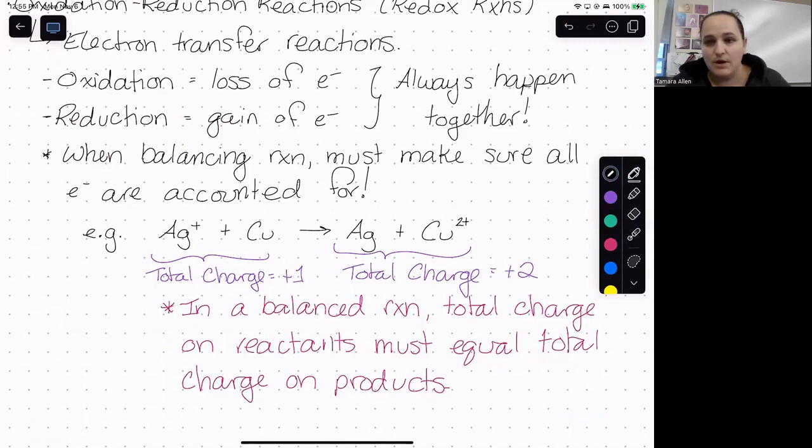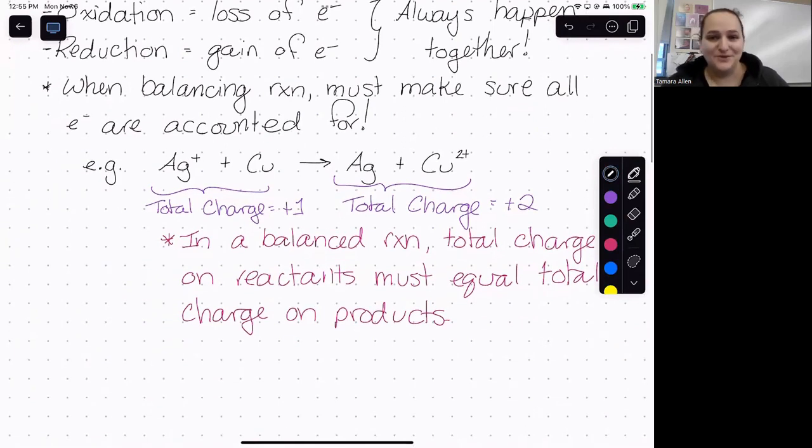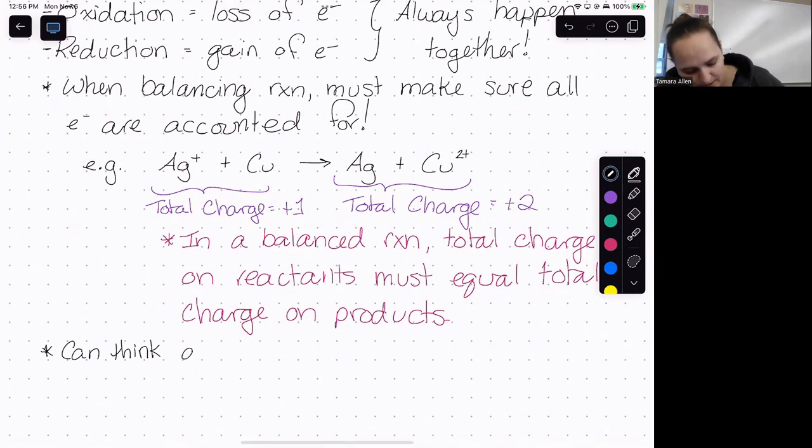For this one, you can probably look at it and see what the coefficients we need to add to balance this are going to be. But a method that is often useful for more complicated reactions is that we can think about the oxidation reaction and the reduction reaction separately. They won't actually happen separately, but we can think about them as separate things.